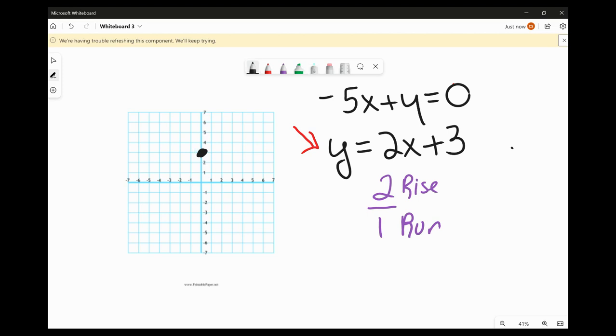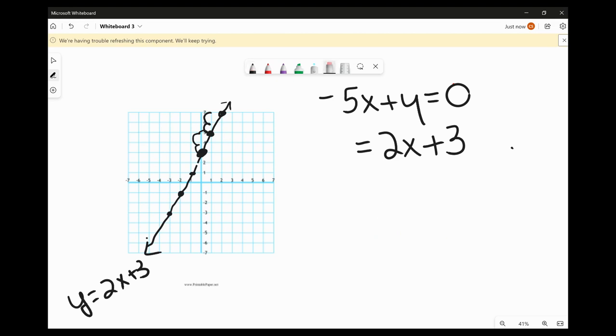So I'm going to rise 2, run 1, make my next point. Rise 2, run 1, make my next point. And again, I can follow that pattern through the table. Okay, so this is y equals 2x plus 3.